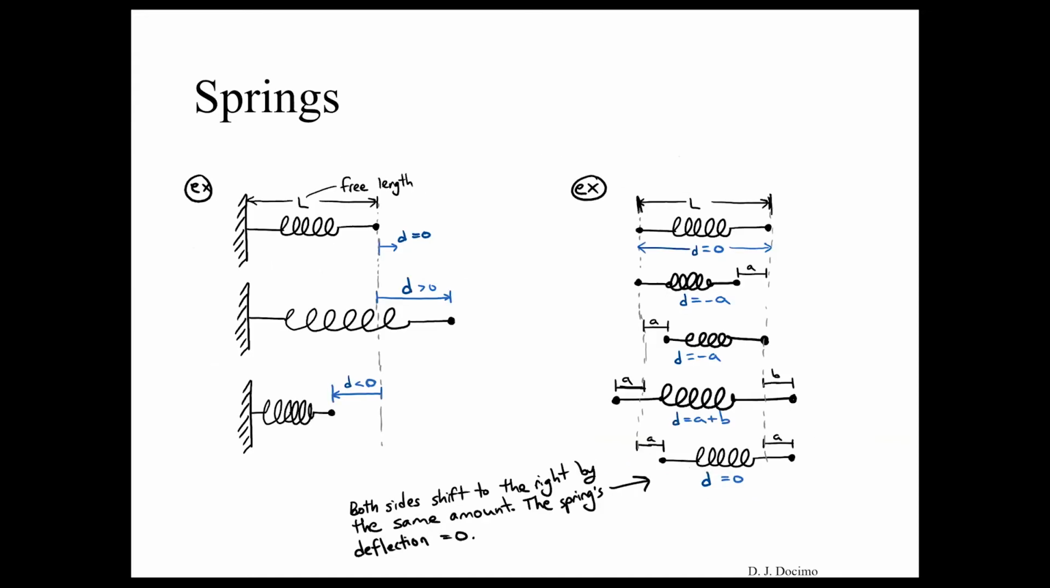Let's go through a few examples. Let's start out on the left here. We have a spring connected to a wall. It has some free length L. If we move the spring to the right, our deformation or deflection is going to increase, making D greater than 0 if we spread the spring out. On the other hand, if we take this point and push it inward, we get D less than 0, so we're compressing the spring in this case.